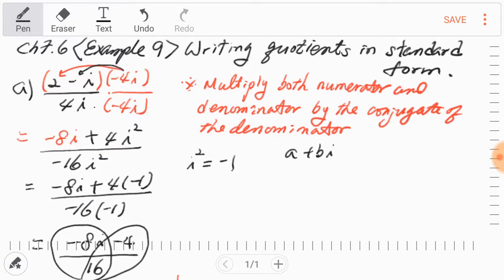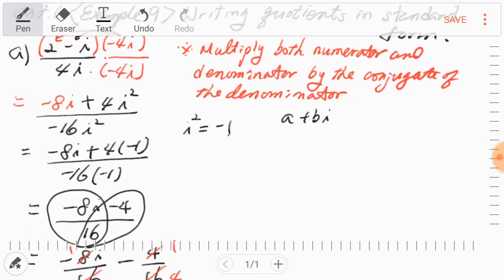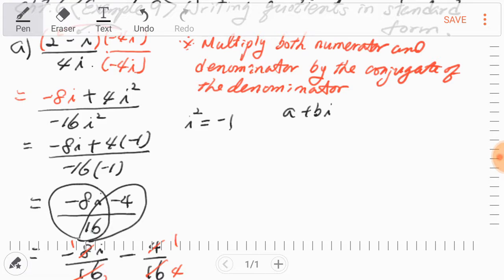Okay, look at this one. Look at the denominator. The denominator was 4i, and now it became 16. So the imaginary unit i is removed from the denominator.